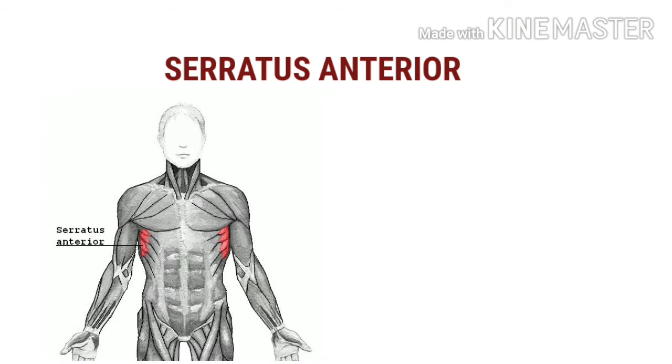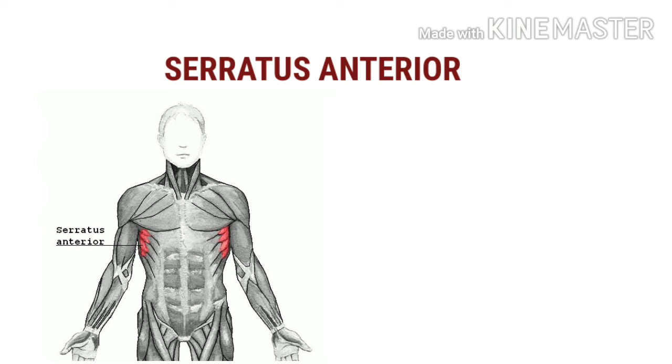Okay, now comes the serratus anterior muscle. The serratus anterior is located more laterally in the chest wall and forms the medial border of the axilla region. You can look here at the orange one. This is the serratus anterior muscle. So here we covered the pectoral muscles: pectoralis major, pectoralis minor, subclavius and serratus anterior.